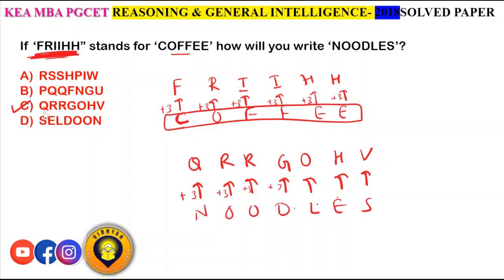In this question you don't need to find all these things, because if you see the first letter in all the four options, here the first letter is Q. By this you can cancel all other three and mark C as your answer. So you can save your time that way. Clear? But if you want the actual answer, this is it, QRRGOHV. That means you have to do +3 for all the letters of noodles. Got it?